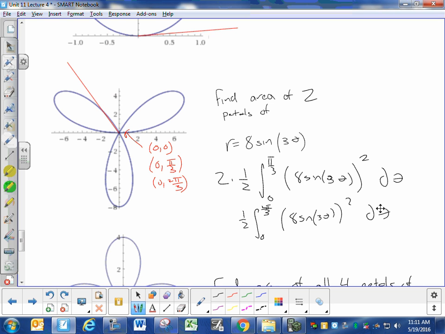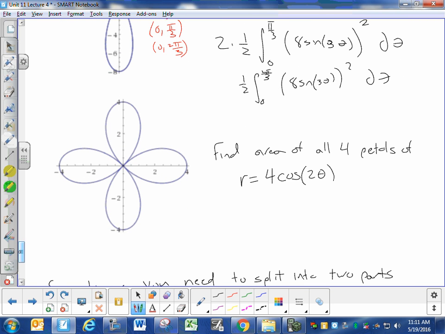Or all 3 petals are actually plotted between 0 and pi. So you could have taken from 0 to pi, multiply that by 2/3. You would have gotten the same. Find the area of all 4 petals of 4 cosine 2 theta.